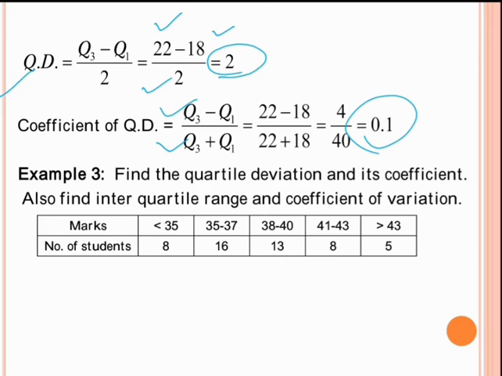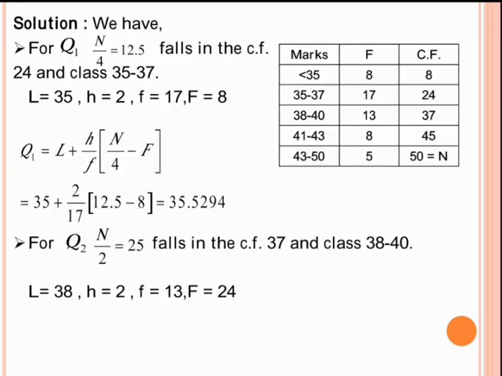Now in the same way, we will move towards the third example. Find the quartile deviation and its coefficient. Also find the interquartile range and coefficient of variation. Here we are given marks and number of students. See, first we will construct a table. Marks is given to us, frequency is given to us.